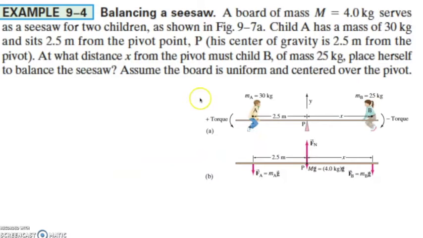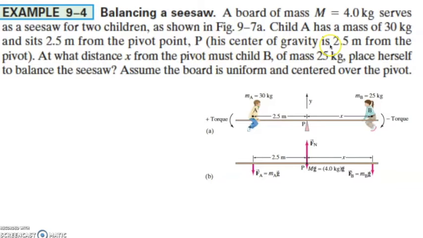So first one, balancing the seesaw, very typical problem, probably one that you should be able to do without issue. A board of mass M serves as the seesaw for two children, as shown in the diagram. Child A has a mass of 30 kilograms and sits 2.5 meters from the pivot point.